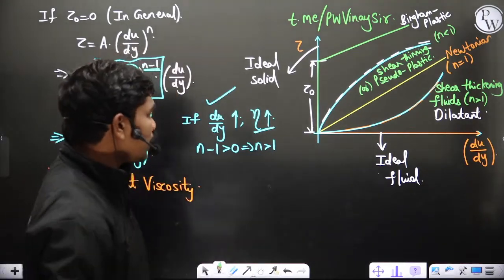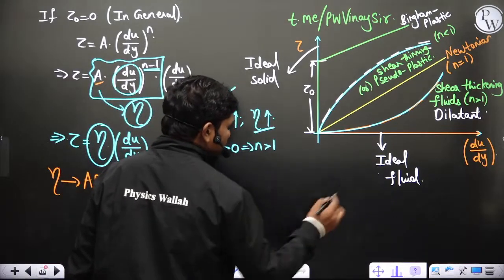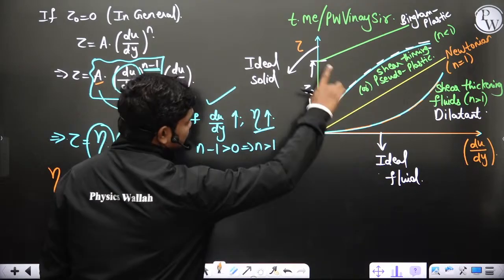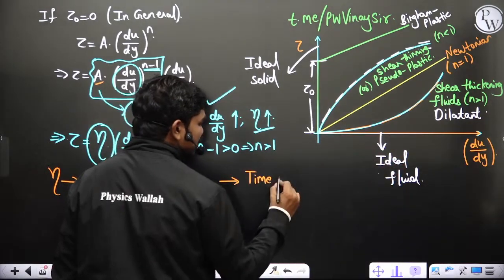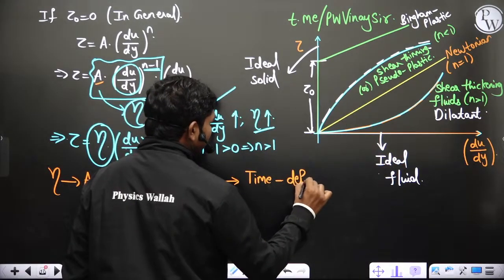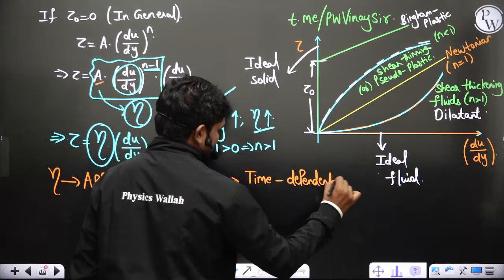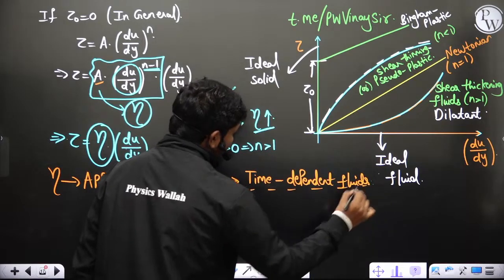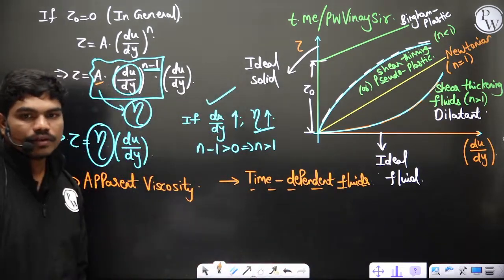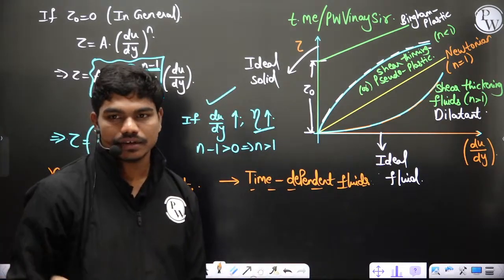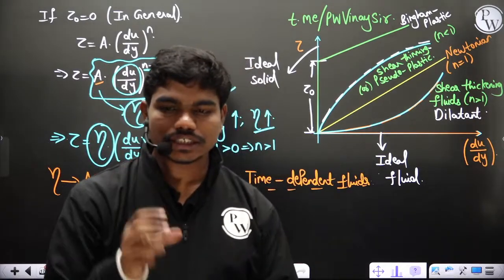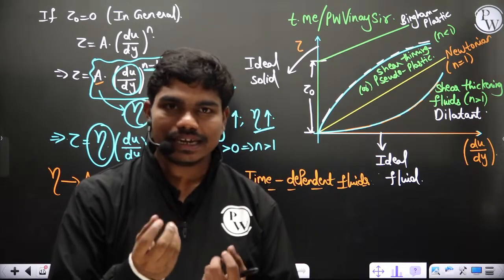Now you can see there is one more thing, which is called time dependent. These are all velocity gradient dependent fluids. Similarly we have something called time dependent fluids. Some fluids, with respect to time, get thickened. For example, nail polish. If you see nail polish, new nail polish will generally be in liquid form.